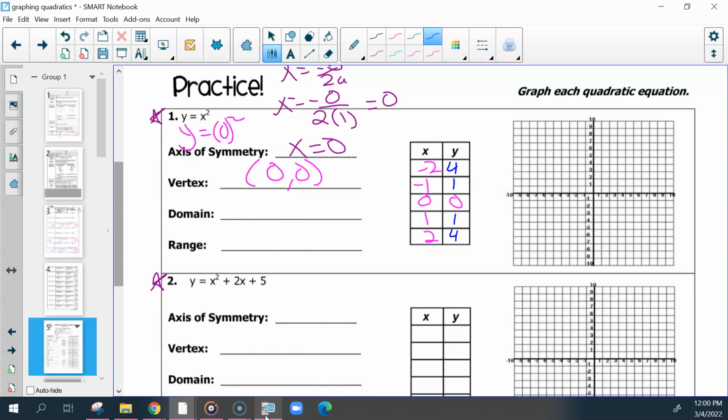Then we can plot all of these points: -2, 4, -1, 1, 0, 0, 1, 1, 2, 4. And we are going to connect the dots and make the U shape through these points, and draw arrows at the end.